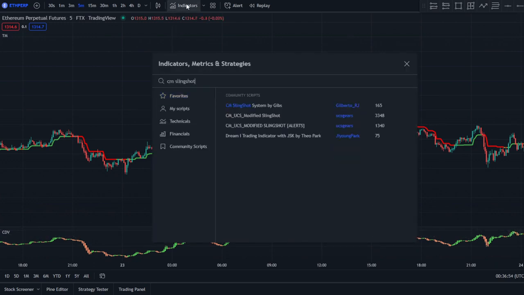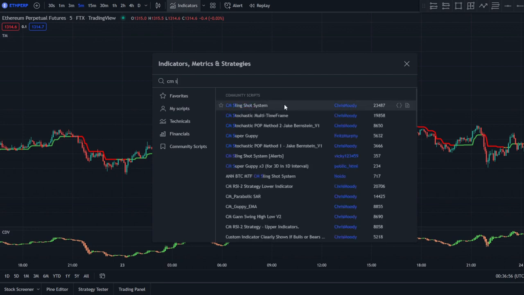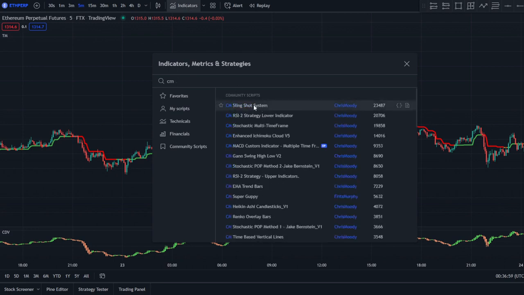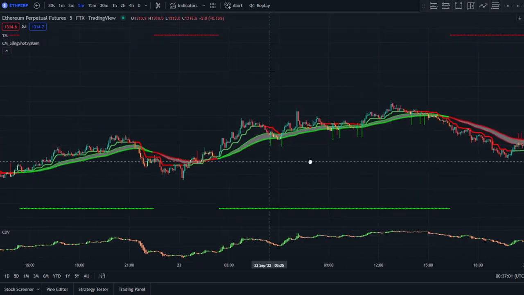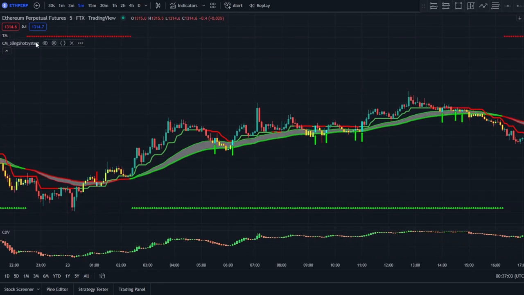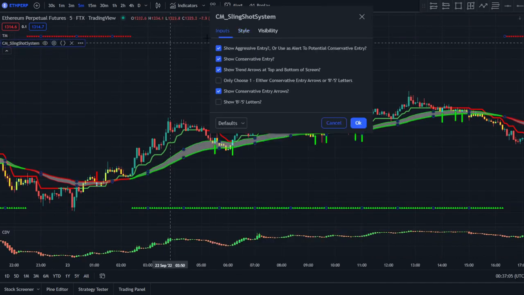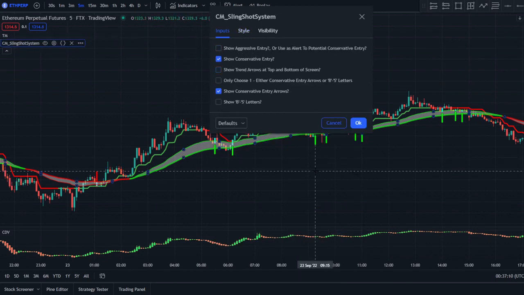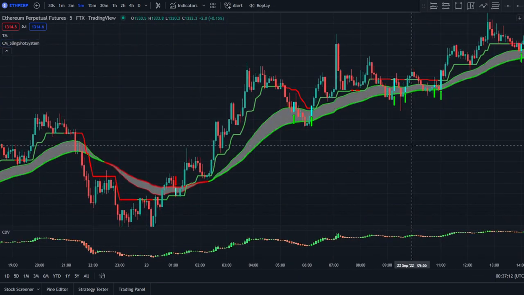And the last up will be your CM slingshot. So search CM, and you see this slingshot system by Chris Moody. Click on the first one and you'll have this. So for this, what you're going to change is you're going to go to inputs and remove aggressive entry, and you can remove the trend arrows as well because it doesn't really change anything.